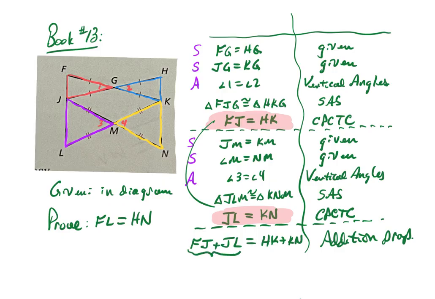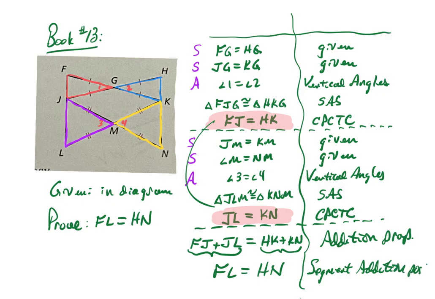All I have to do is think of these two together, FJ, the upper part, plus JL, the lower part, equals FL. HK, the upper part, plus KN, the lower part, is then going to be equal to HN. And I know it's been a long time, but that's small segment plus small segment equals big segment. And so our postulate from months and months and months ago would be segment addition. Add small plus small, that's equal to big. That's called the segment addition postulate. And that's what we were trying to prove.